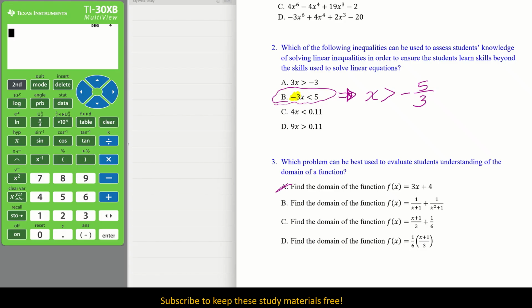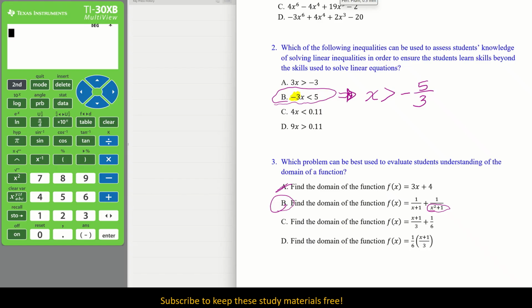Okay. Now, when you look at B, it says find the domain of this function. So I like that one because they would have to manipulate the entire equation, meaning that this would be the denominator. Then you'd have to do some manipulating to the first term, the first rational term, and go through the steps.